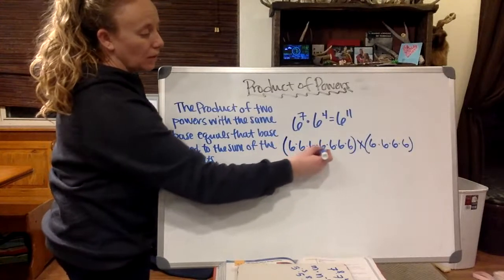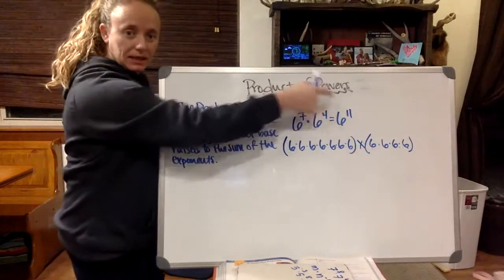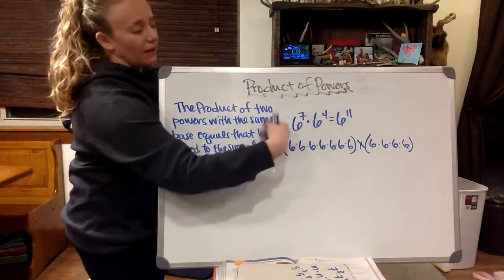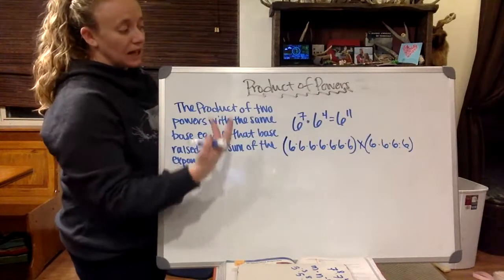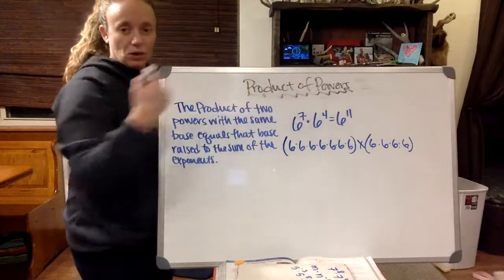So 1, 2, 3, 4, 5, 6, 7, 8, 9, 10, 11. 6 to the 7th power times 6 to the 4th power is 6 to the 11th power. Okay, so if I expand it out, I can truly see that I'm just multiplying 6 over and over and over again, 11 total times.